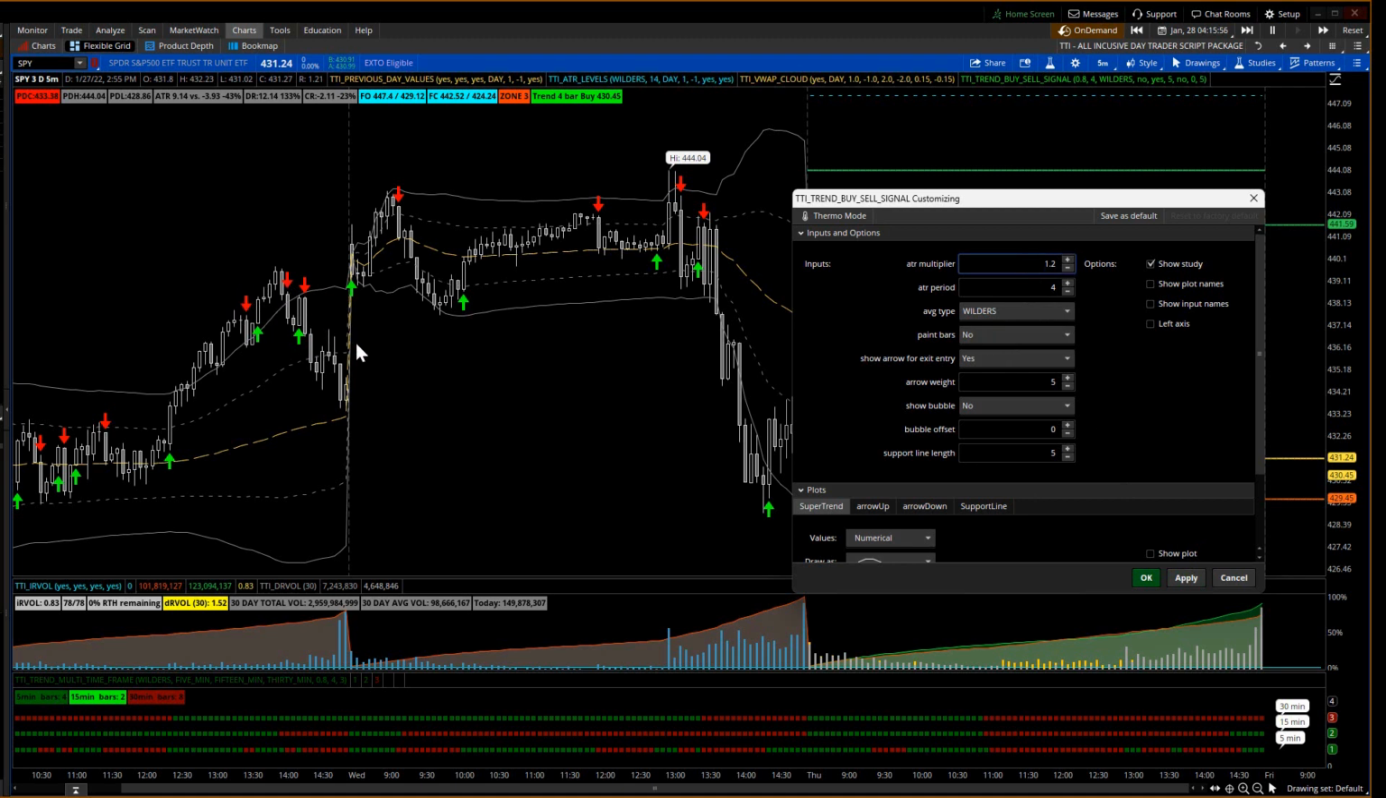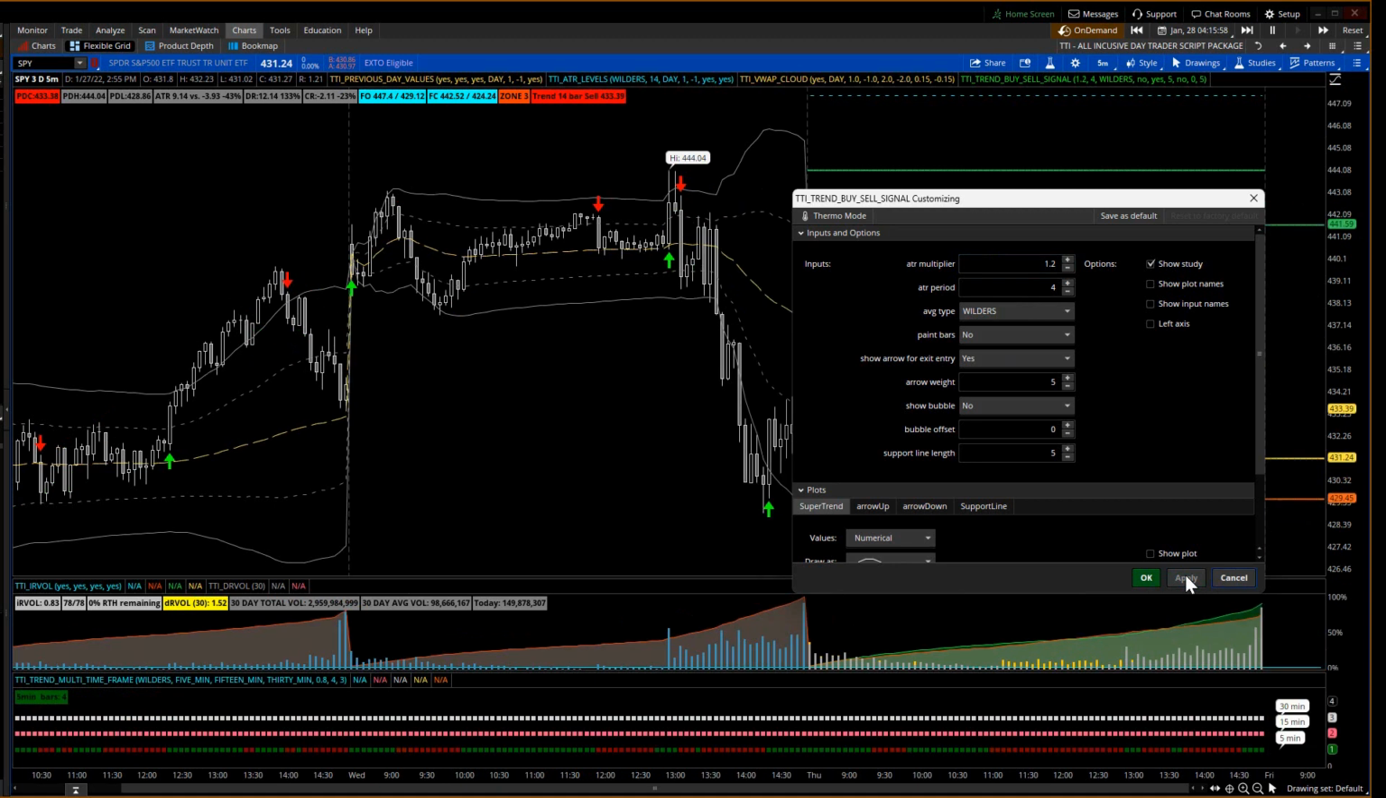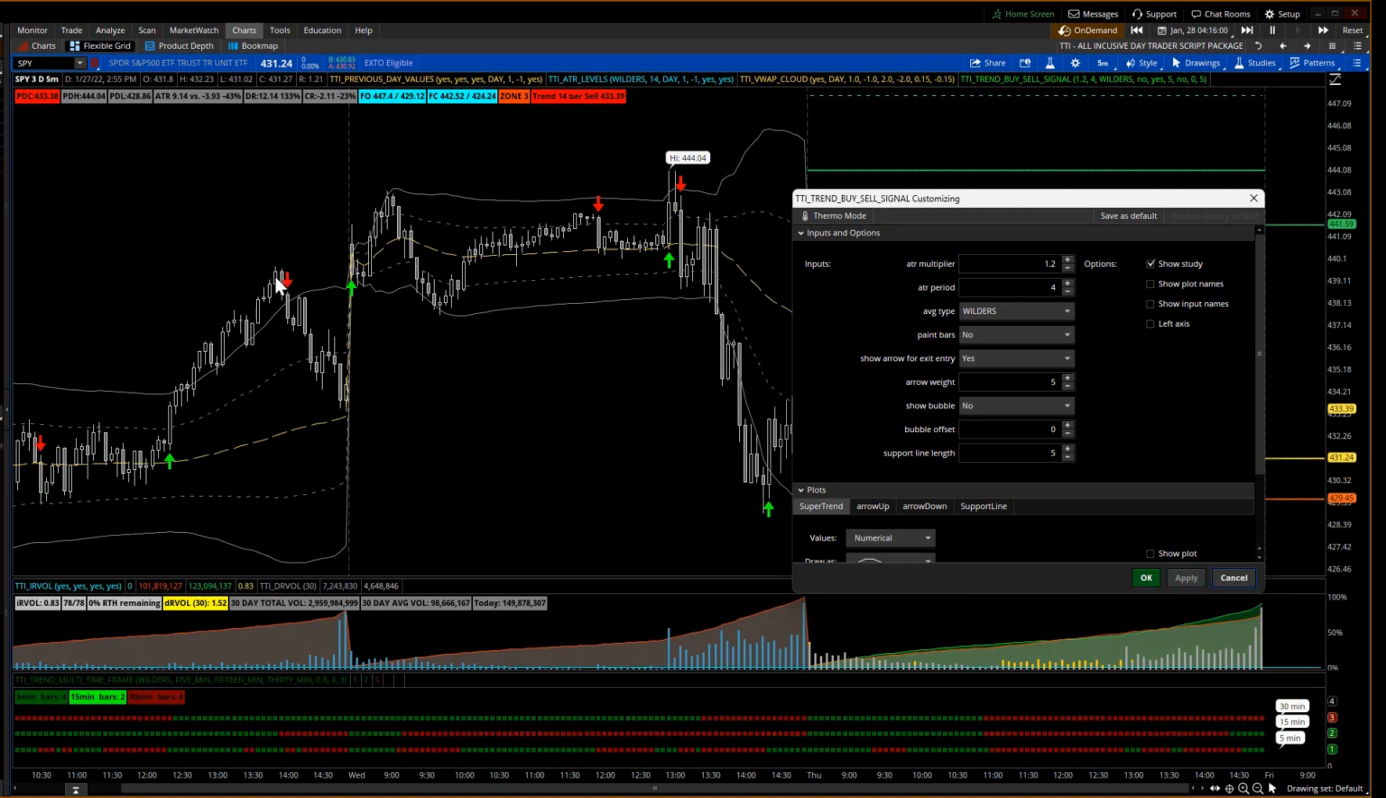Let's see if this noise goes away a little bit. And you can see I only had one sell signal there when I changed that parameter. So if you want a little less noise, a little less sensitive, move that down. We like it at 0.8 because we like to trade intraday. So it kind of depends on your strategy.